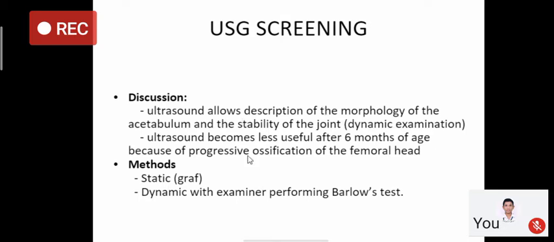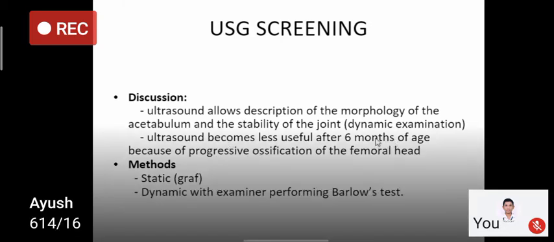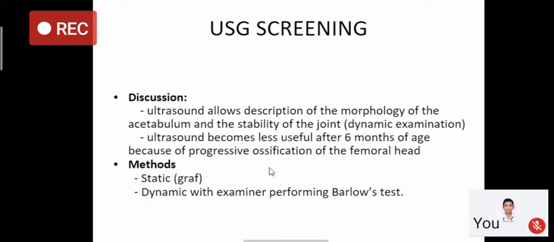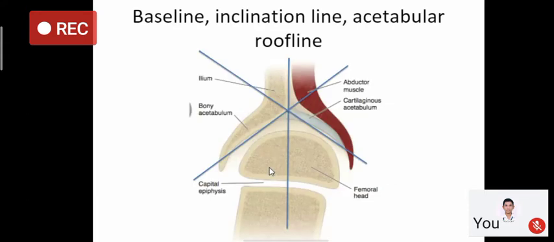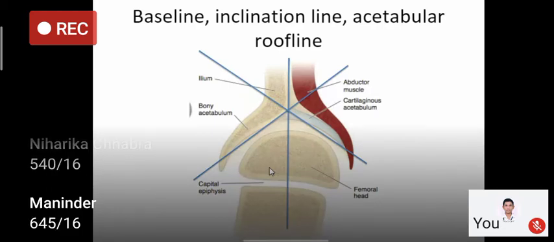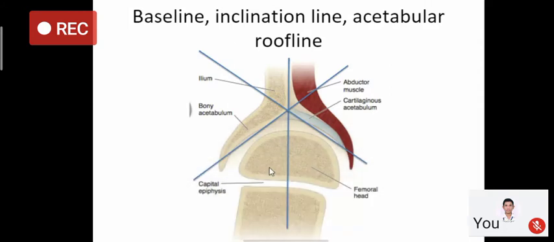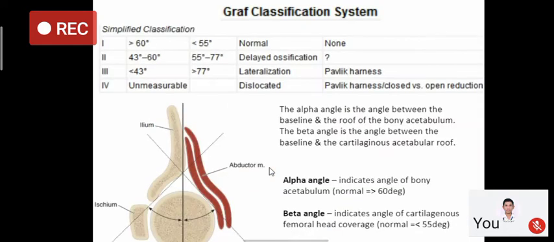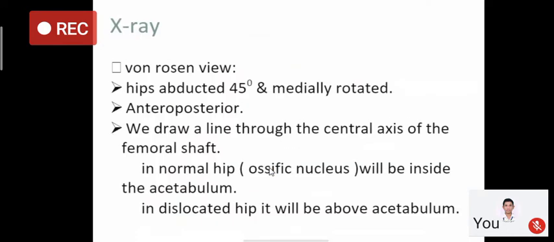Ultrasonic waves are not able to penetrate through the bone. And there are certain indices which are not required to know: baseline, inclination line, acetabular roof line. This classification system is out of your syllabus.